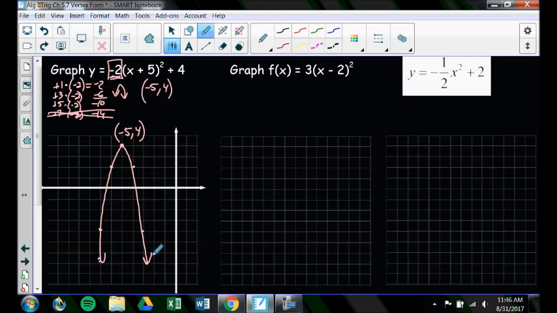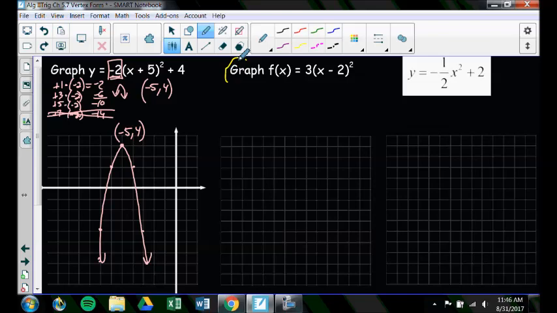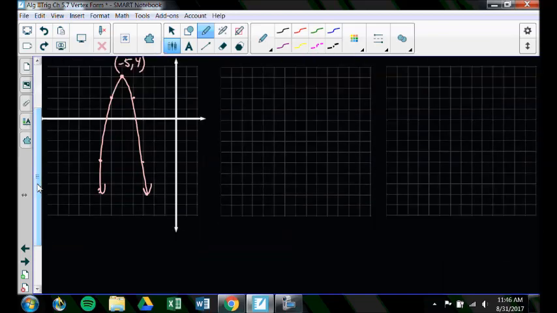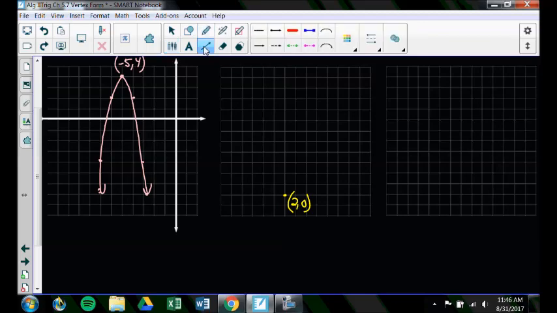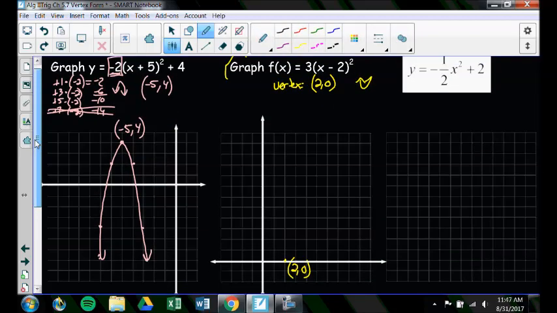So see if you can think through how this next graph is going to work before I start actually doing it, this one over here. The vertex is at 2, 0, and the graph is pointing upwards. So I'll put 2, 0 like here. The a value is 3. Is that correct? Yes, a value is 3. So from 2, 0, the first step to the right is up 3, and first step to the left is up 3.